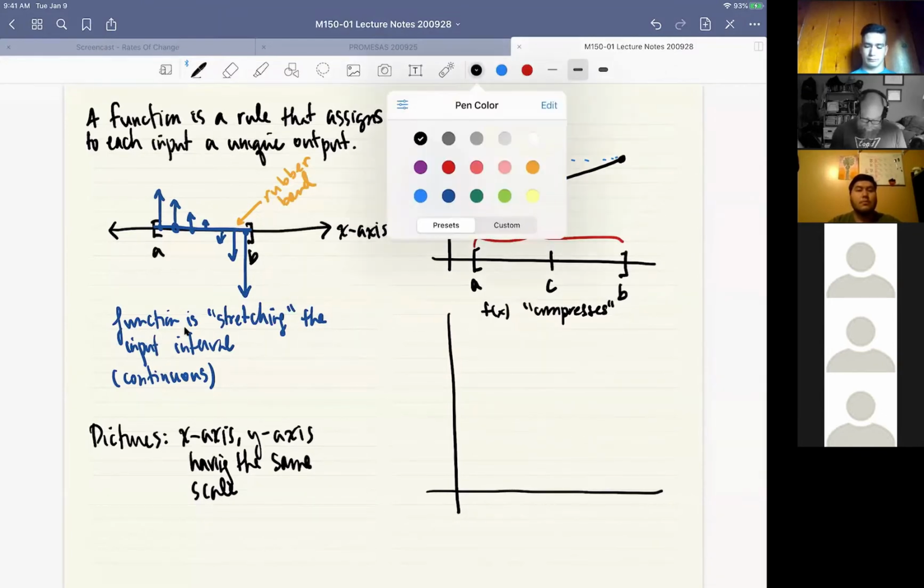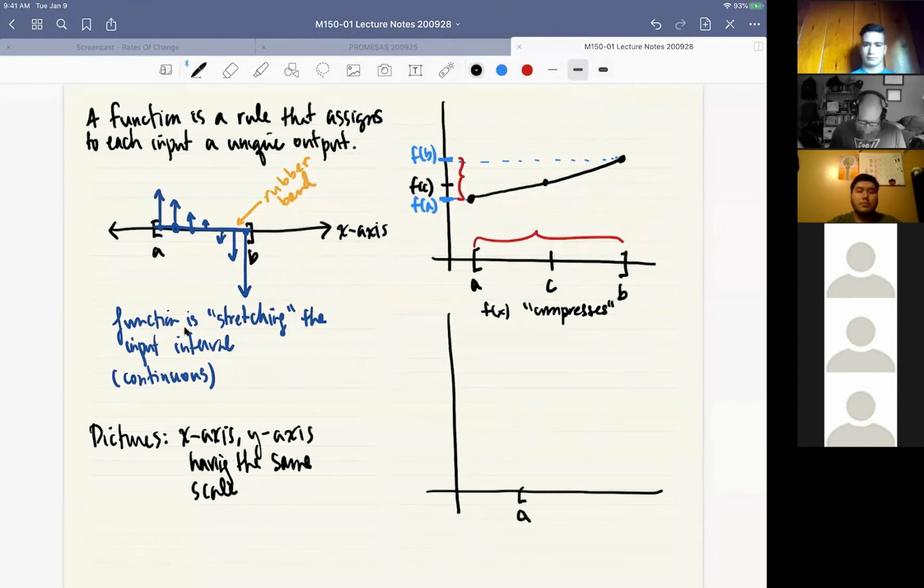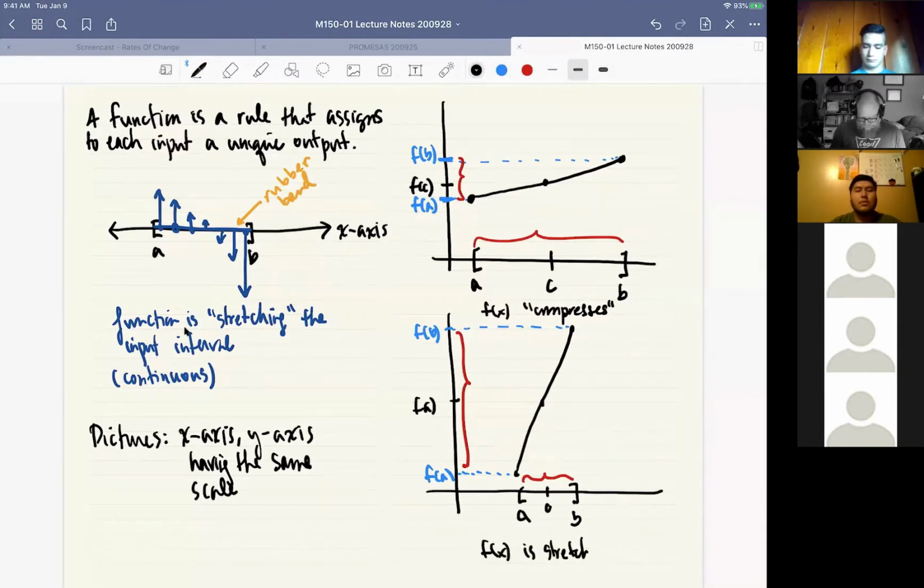Functions can do other things too. So here, if I've got the interval from a to b, it's a shorter interval. The graph could look like this. And here you can see the output interval is much longer than the input interval. So this is a case where f of x is stretching. Okay. So yeah, the function is assigning inputs to outputs in a unique way. And then we can think of a function as stretching or compressing the input interval. And so sometimes it's useful to ask, what is the function doing? How can we tell if a function is stretching things out or compressing things?